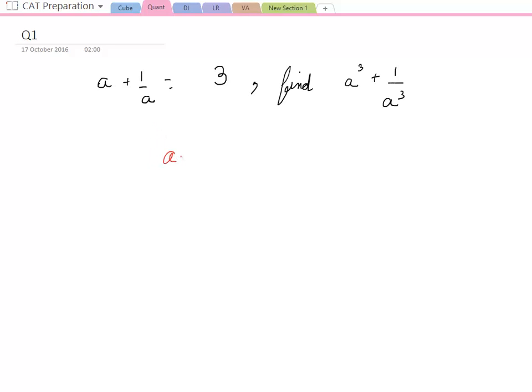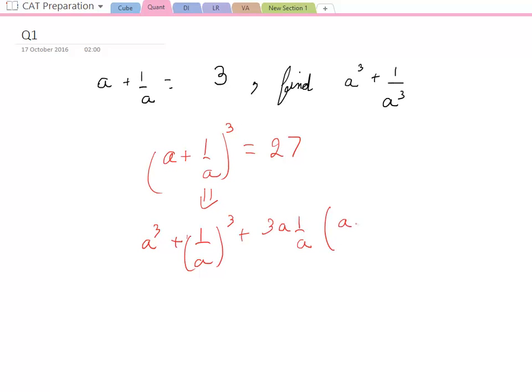If we take a cube of both sides, (a + 1/a) cube will be equal to 27, and when you expand this expression, it will become a cube + b cube + 3ab(a + b). So this is equal to 27. Now here we know that these terms will get cancelled. a cube + 1/a cube is the term which we need to find, and a + 1/a is something we know.